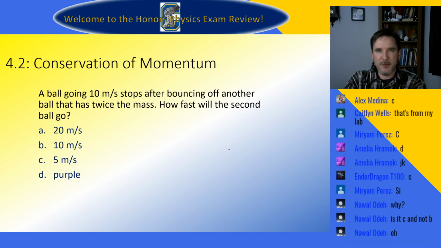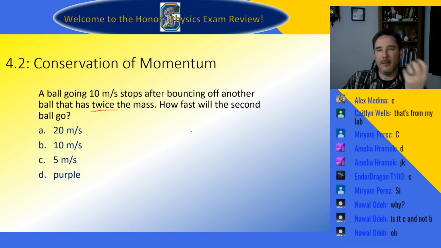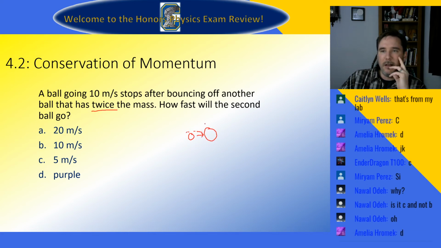A ball is going 10 meters per second. So once again, a similar type of situation. This time it bounces off another ball that has twice the mass. Careful with that. It's a little ball bouncing off of a big ball. How fast does the second ball go? Oh, it stops. The second one stops. So ignore the bouncing part.